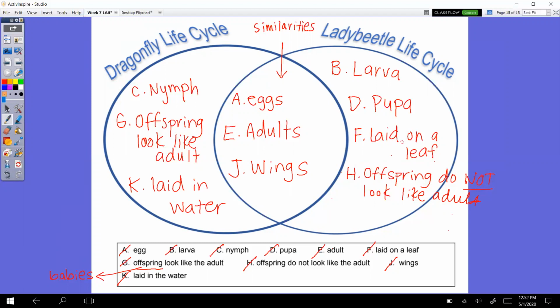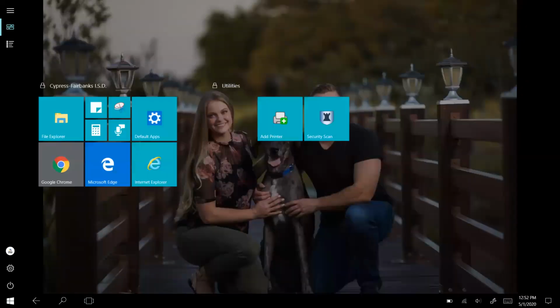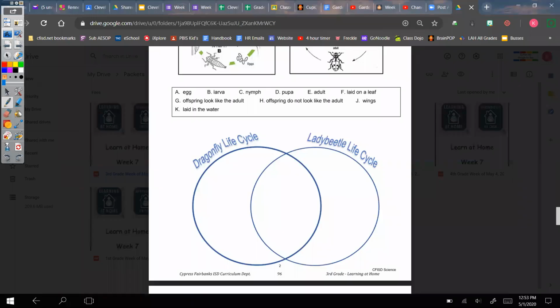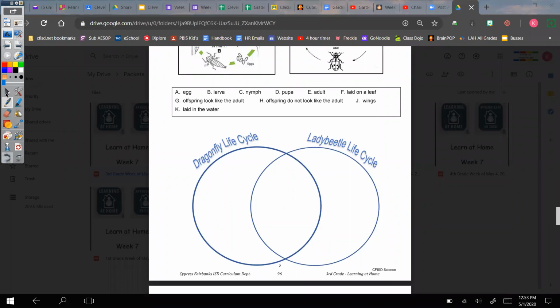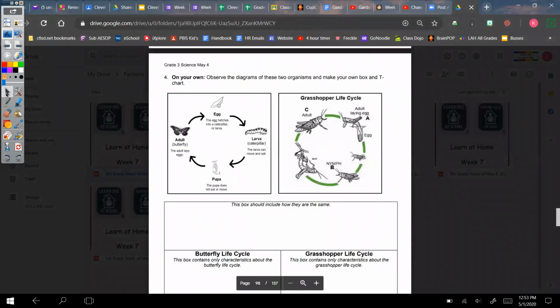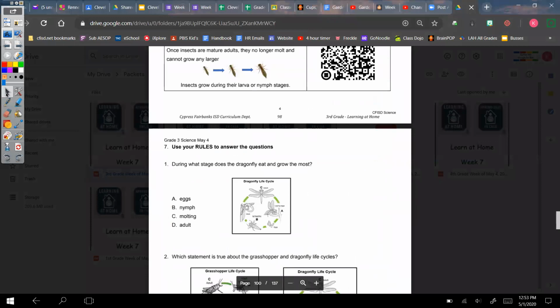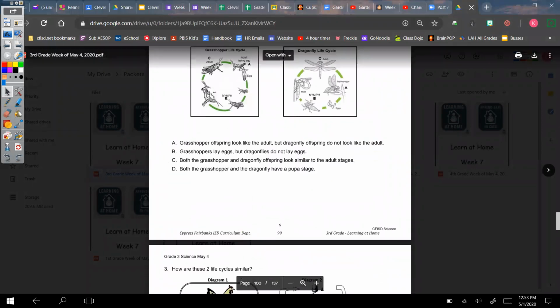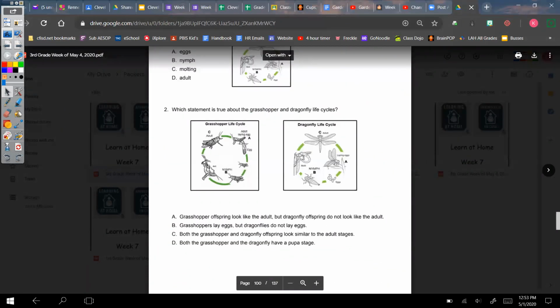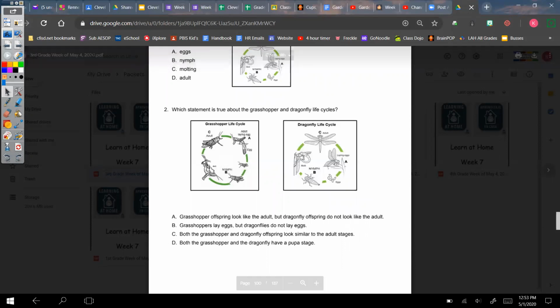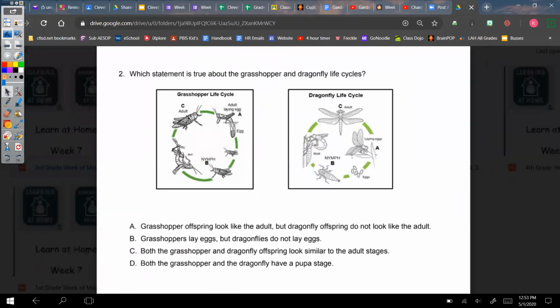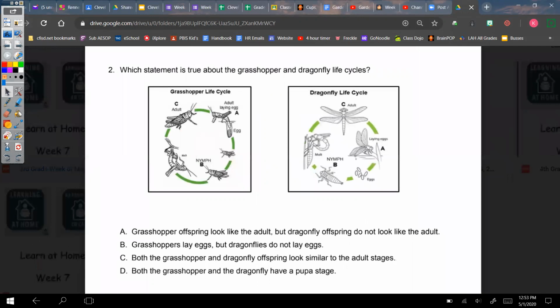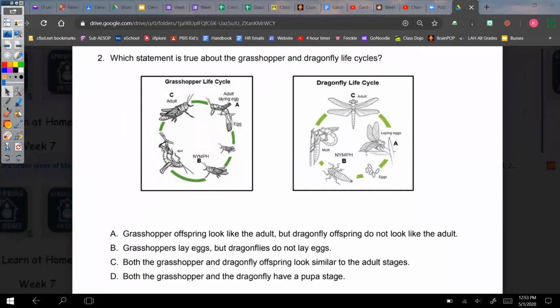All right, guys, now I want you to go to your Learning at Home resources, okay? And I want you to go to page 99. Okay, we're going to answer one question together. That's going to be question number 2. And then I'll tell you afterwards the questions that y'all are going to be responsible for that I'm going to be grading on your Google form for this week, okay?